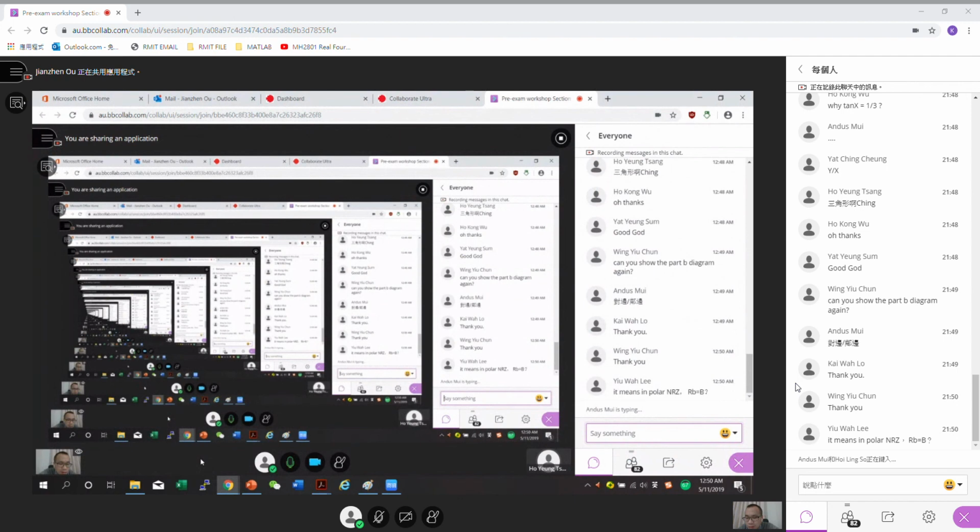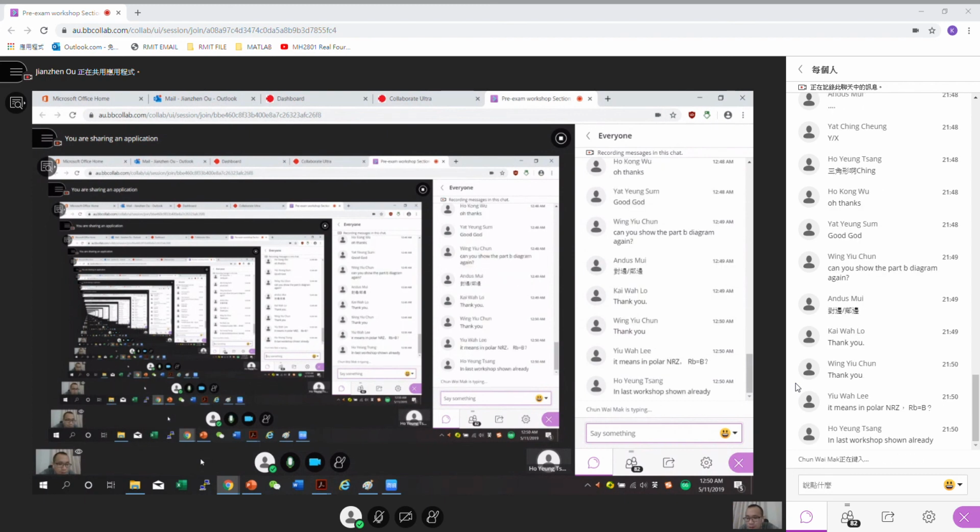Oh yeah, that's right. For the polar NRZ, the bit rate equals the bandwidth, as shown in the lecture slide yesterday. I think it's in a table, right? Remember, it's a table. So please look at it already.